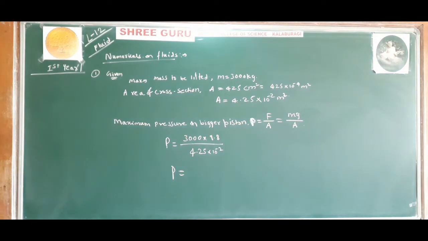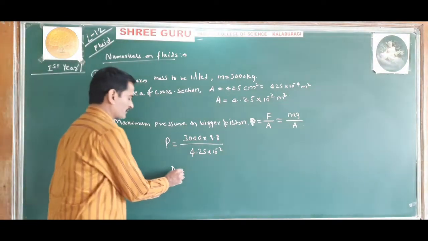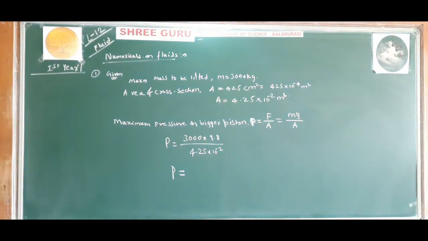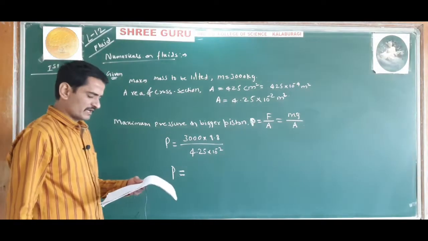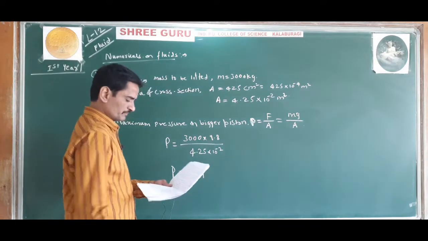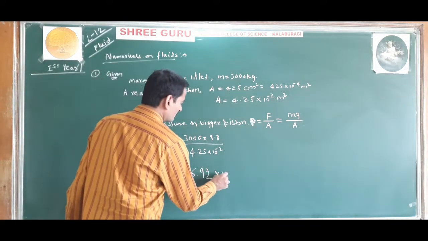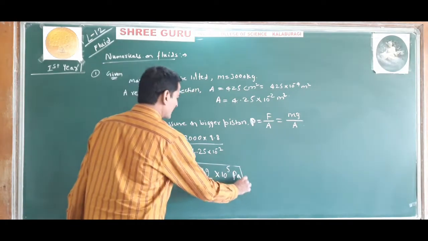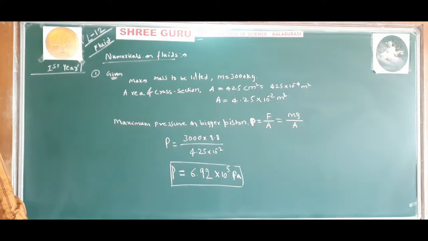You only do the calculation, I will directly write the answer. You can use a small calculator and do the calculation. The answer comes out to be 6.92 into 10 to the power 5 Pascal. So this is the maximum pressure on the bigger piston.